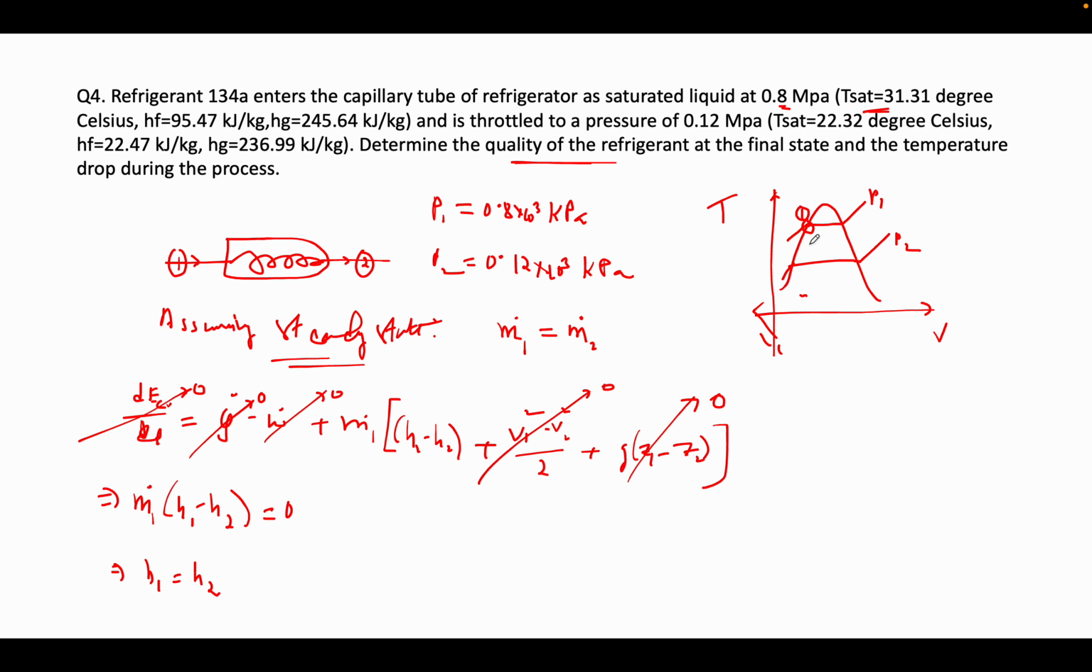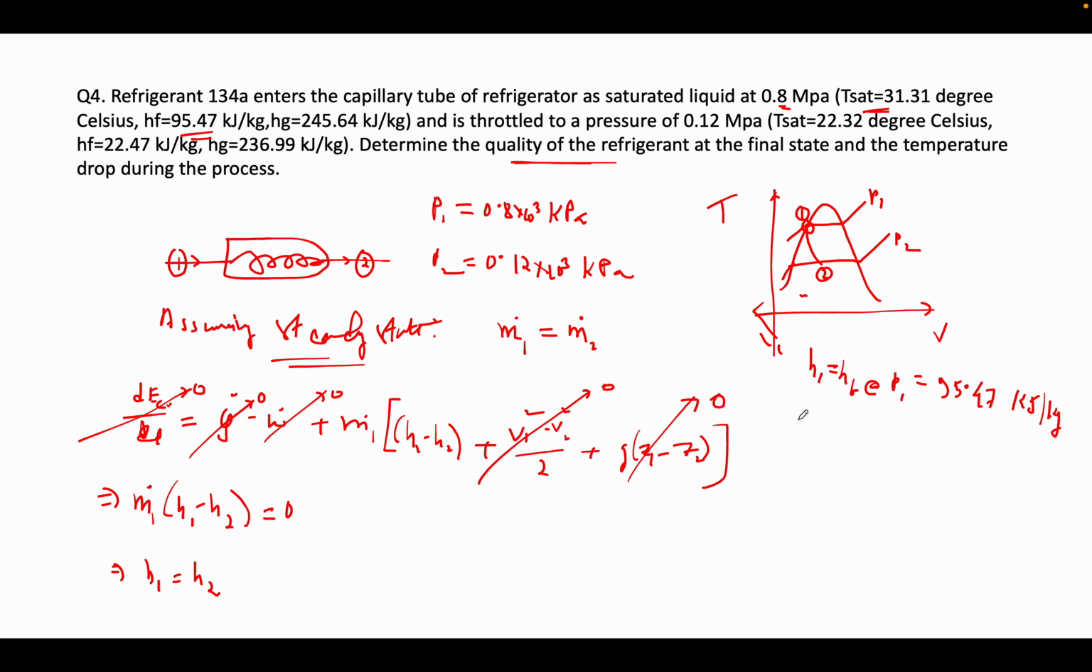Now it is being expanded. It is being throttled and expanded to a pressure P2, and we have to calculate the quality now, so that means this will be a mixture. So I need h1. What is h1? It is a saturated liquid now, so at this state hf will be my h1. h1 is hf at P1, and hf at P1 is 95.47 kilojoule per kg.